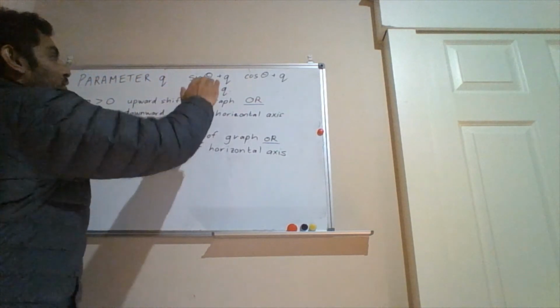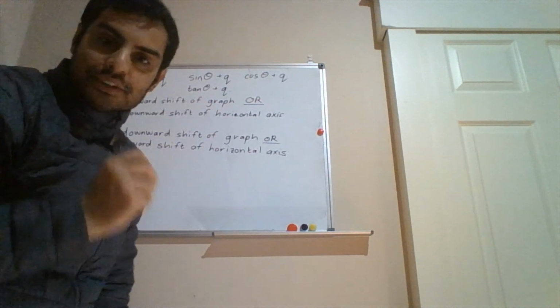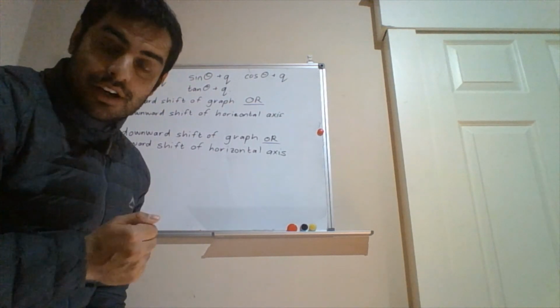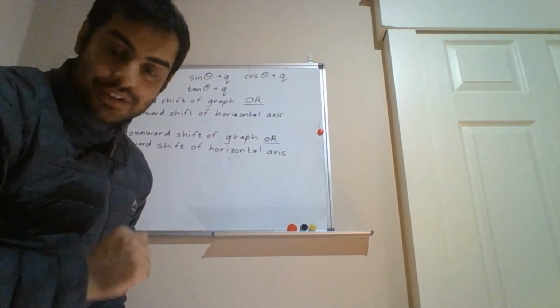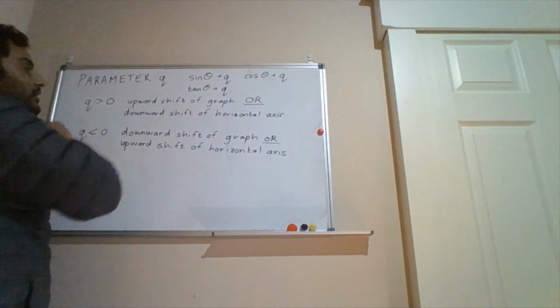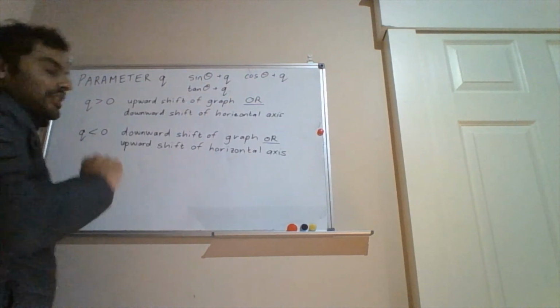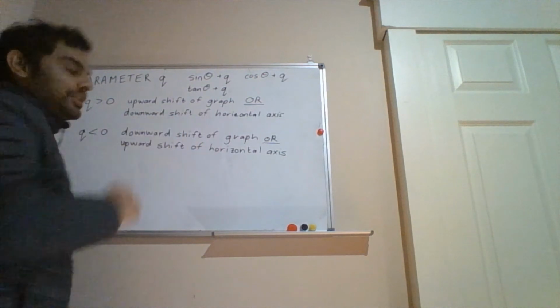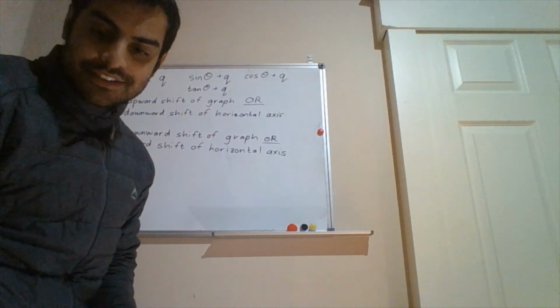So our y values will all shift up if q is positive, so we're adding to the y values, and our graph will shift down if q is negative. So I've summarized this here. Q greater than 0 means an upward shift of the graph, or correspondingly a downward shift of the horizontal axis.